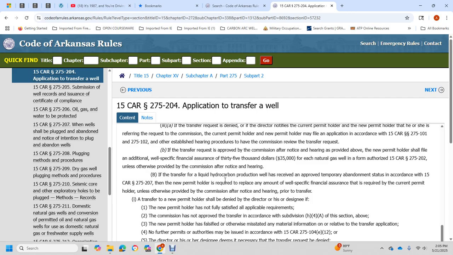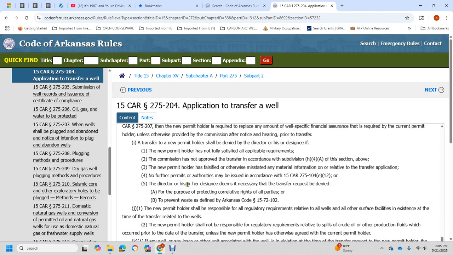hydrocarbon production well where the receiver has approved the temporary abandonment status according to Title 15 Code of Arkansas Rule 275-207, the new permit holder is required to replace the amount of the well-specific financial assurance required for the current permit holder, unless otherwise provided by the commission after the notice of hearing. Prior to transfer, if the new permit holder is denied by the director or his or her designee, the new permit holder has not fully satisfied all the applicable requirements.